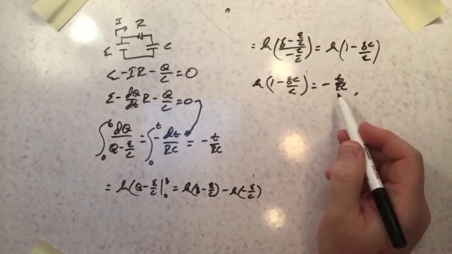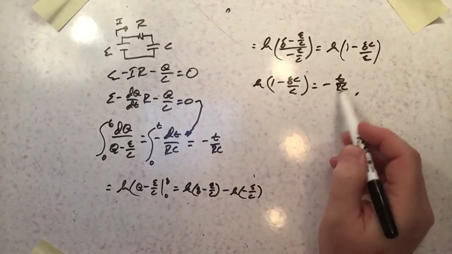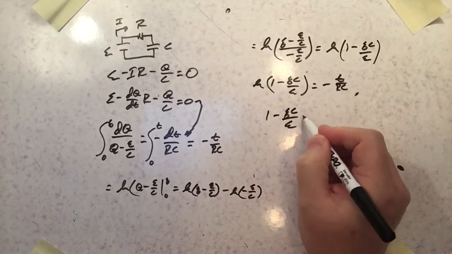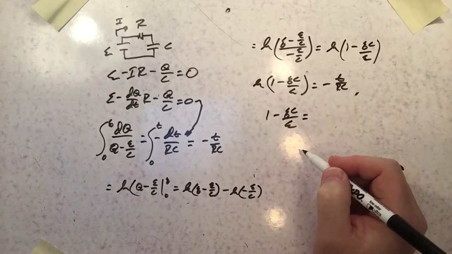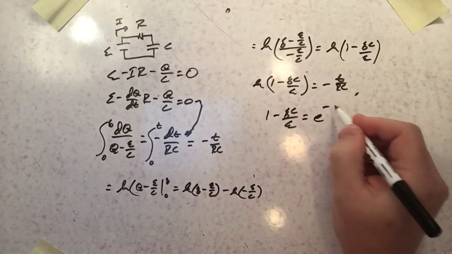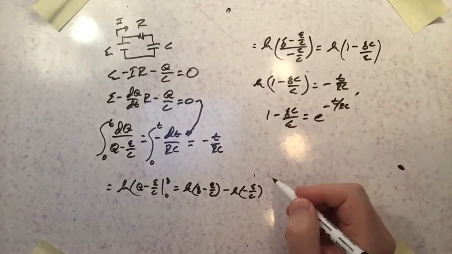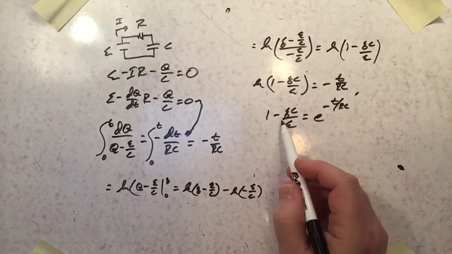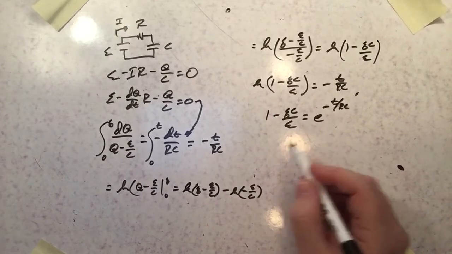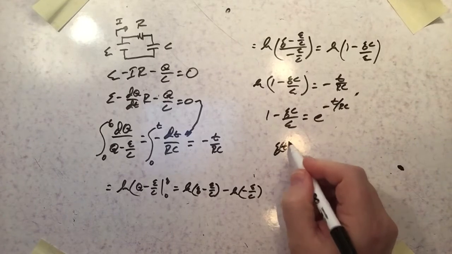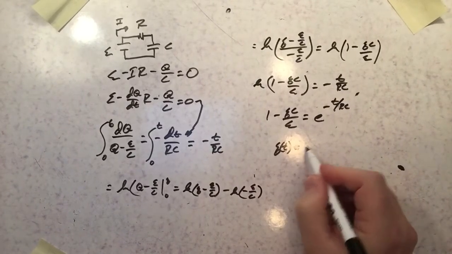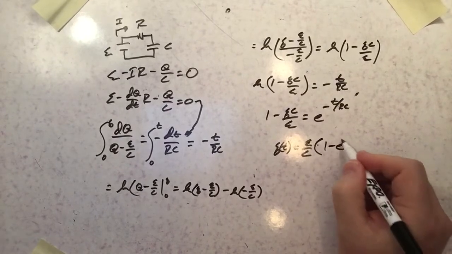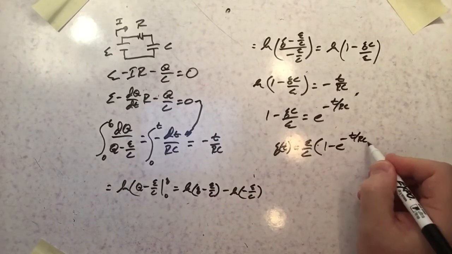Now it's time to exponentiate, so I take e to the x of both sides. This side just becomes 1 minus QC over E, and then the right side becomes e to the negative t over RC. And I can do some more arranging. This moves over, this moves back, and then I can multiply by the reciprocal. So Q of t, the charge as a function of time, is going to be equal to E over C times the quantity 1 minus e to the negative t over RC.